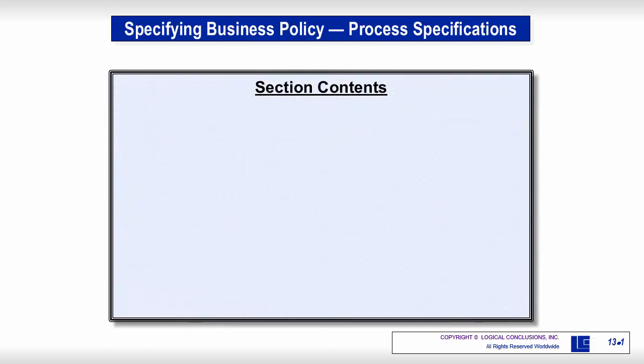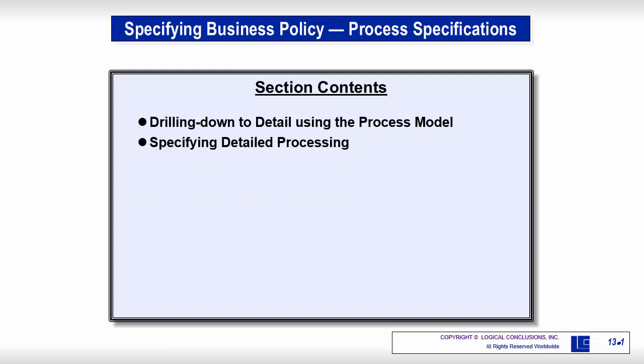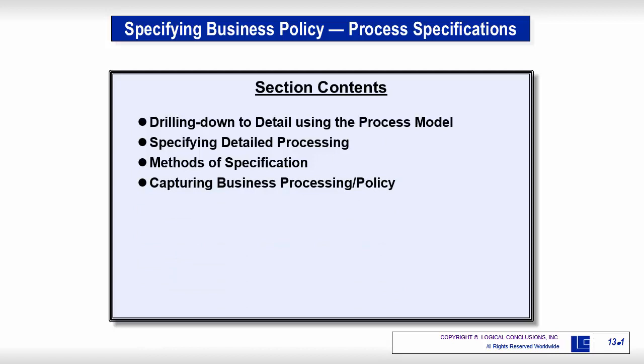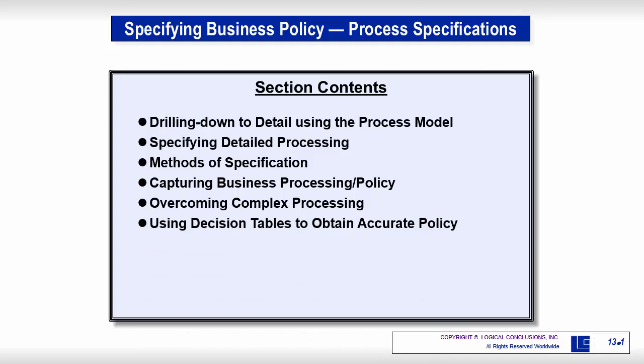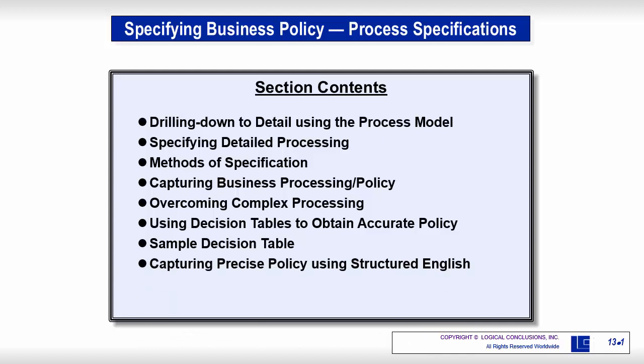In this section, we're going to cover drilling down to detail using the process model, specifying detail processing, methods of specification, capturing business processing and policy, overcoming complex processing, using decision tables to obtain accurate policy, a sample decision table, capturing precise policy using structured English, and an example of a formal and informal process specification.